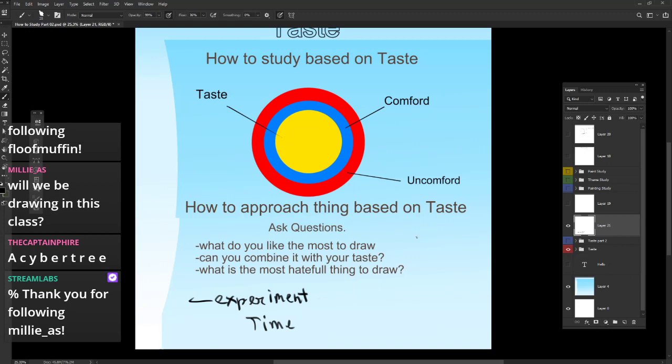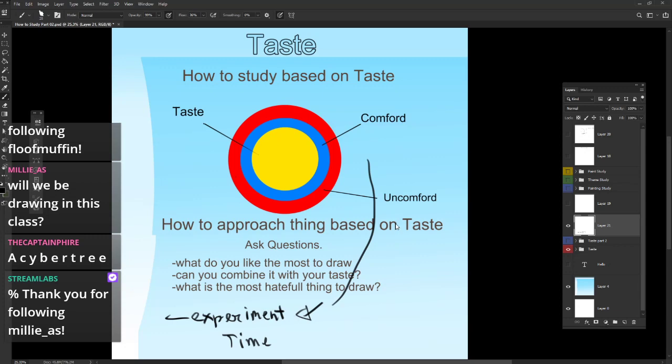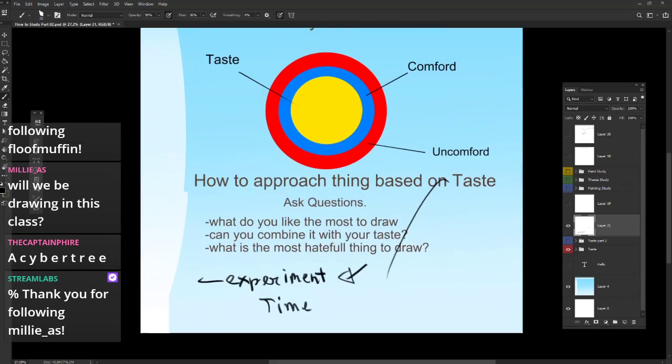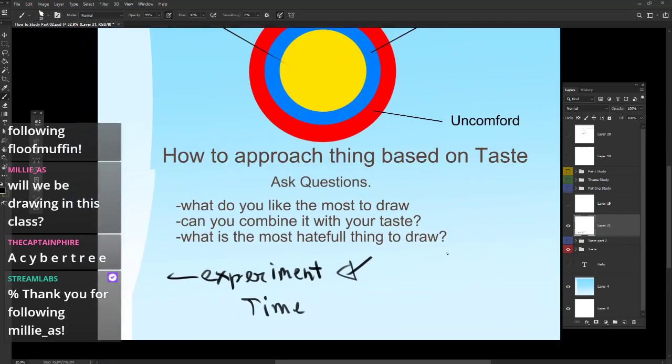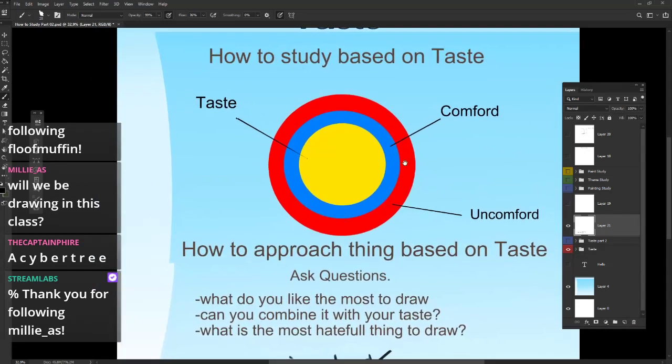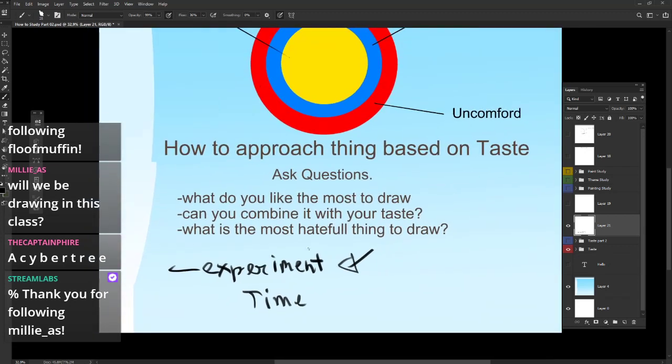The purpose of the experiment part is, as I said, being comfortable around it. And if you draw that picture, the purpose is not to draw a perfect picture, but to actually try something out. It's like learning a new program. And this is how you can develop taste based on the uncomfort zone, by taking your time and experimenting with it.